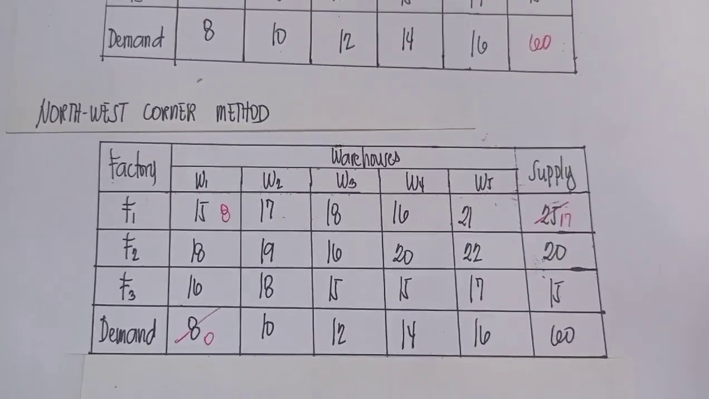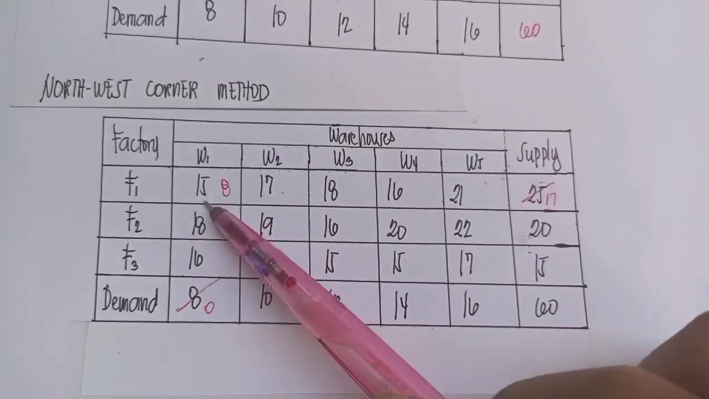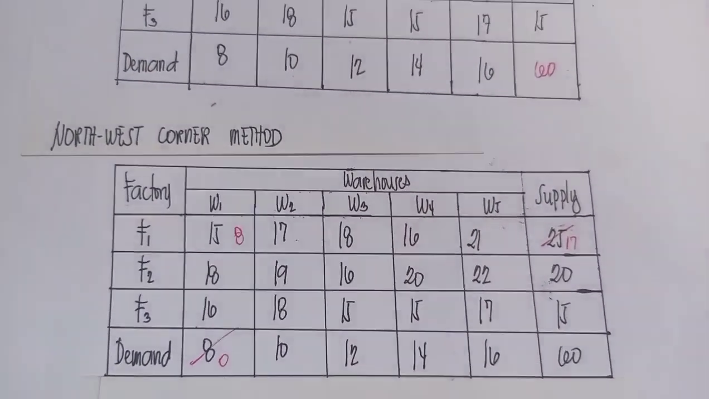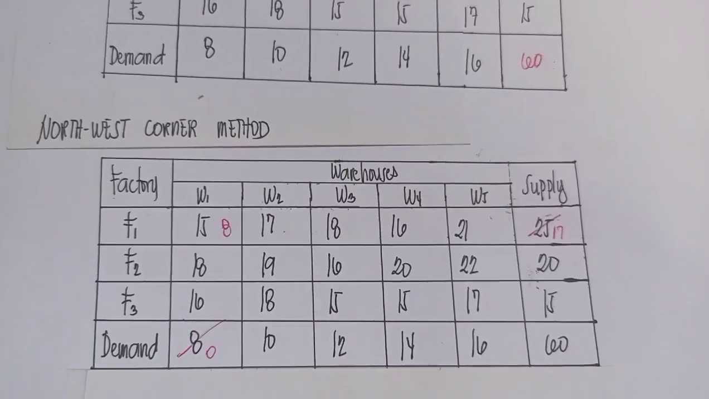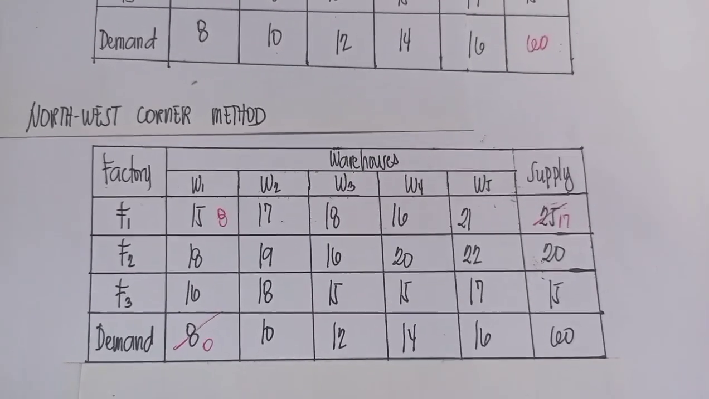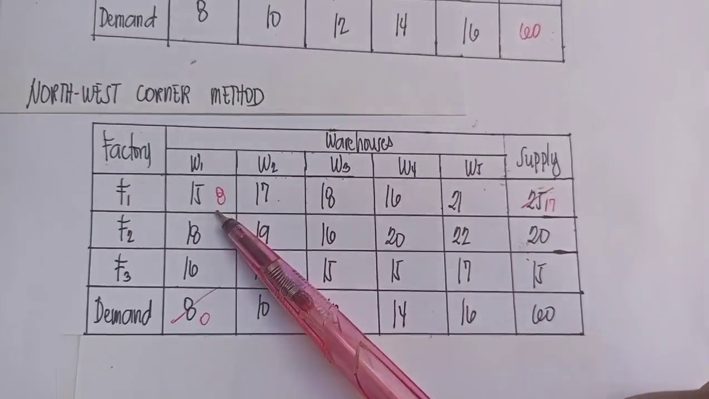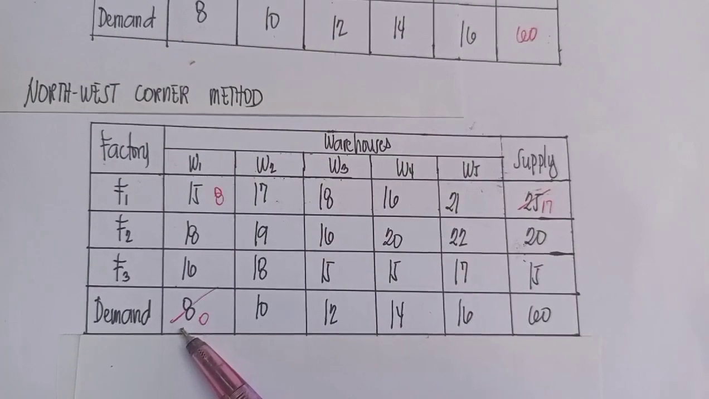Since this is balanced, the following procedure is followed. First, select the northwest or extreme left corner of the matrix, and assign as many units as possible to cell F1W1 within the supply and demand constraints, such that 8 units are assigned to the first cell, which satisfies the demand of destination W1 while the supply is in surplus.